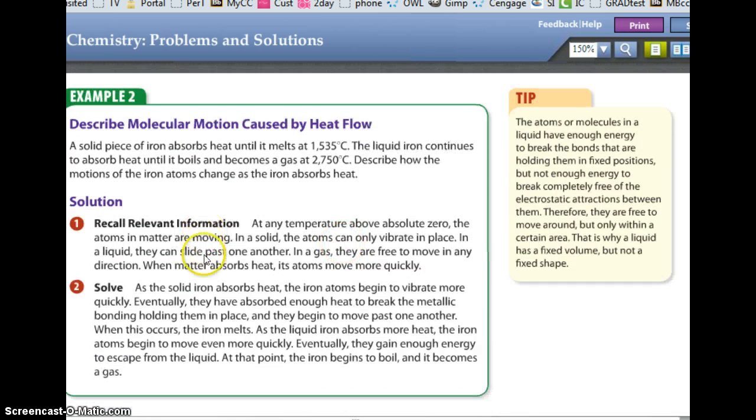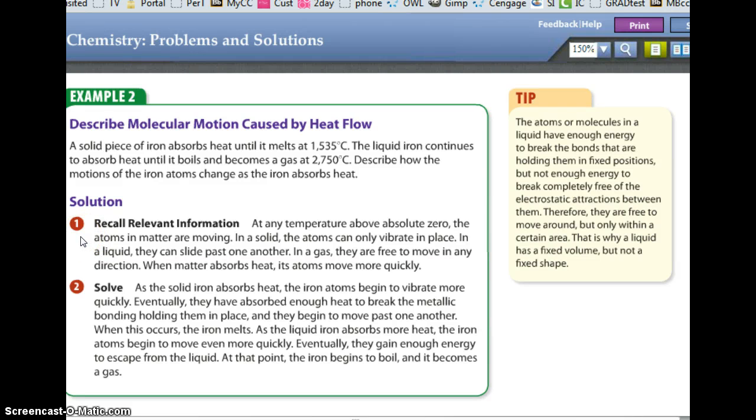Okay, example 2. Describe molecular motion caused by heat flow. A solid piece of iron absorbs heat until it melts at 1,535 degrees Celsius. The liquid iron continues to absorb heat until it boils and becomes a gas at 2,750 degrees Celsius. Describe how the motions of the iron atoms change as the iron absorbs heat. So go ahead and hit pause, write it down, and the solution is recall relevant information.